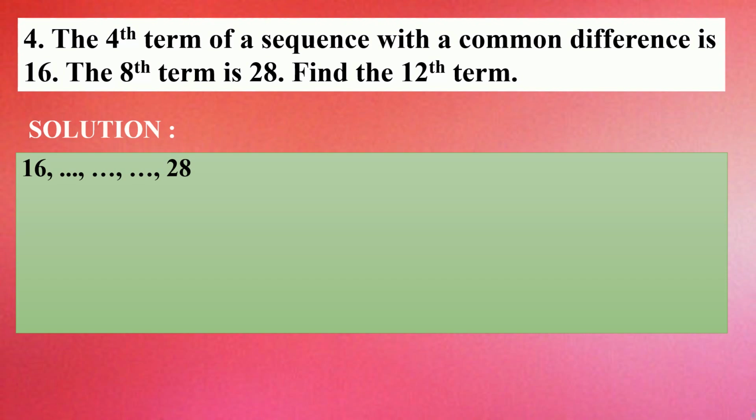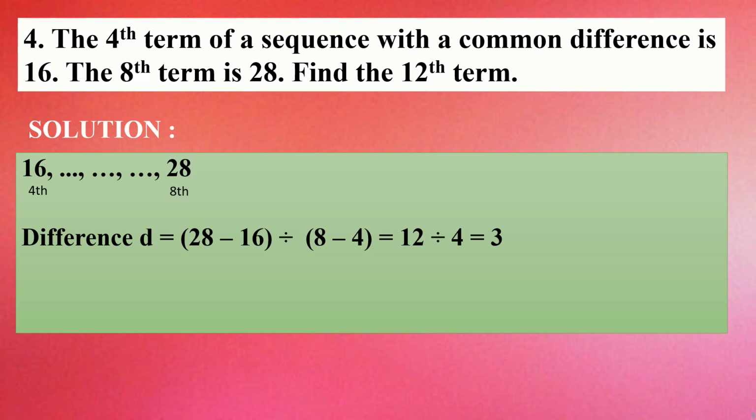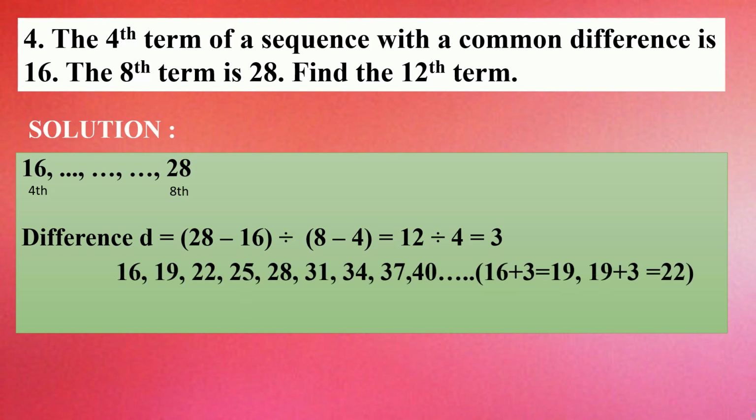16, blank, blank, blank, 28. 16 is the fourth term, 28 is the eighth term. What is the difference? 28 minus 16, divided by, 28 is which term? It is the eighth term. So we have 8 here, and 16 is the fourth term, so divided by 8 minus 4. So 28 minus 16 is 12, divided by 4, that is 3. So the difference is 3.